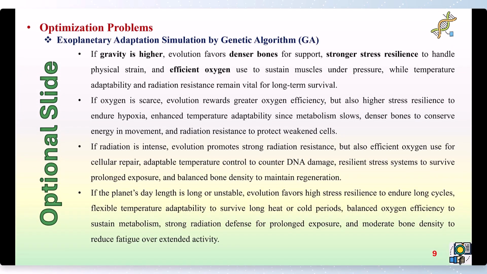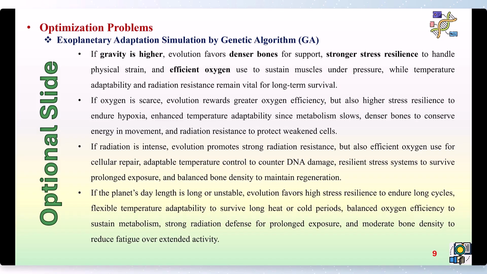So it is going to compare our planet features and our bioorganism features together, which shows what feature from the planet matches with what feature of the creature or the bioorganism living there. So if the gravity is higher, evolution favors denser bones for support, stronger stress resilience to handle physical strain, and efficient oxygen use to sustain muscle under pressure, while temperature adaptability and radiation resistance remain vital for long-term survival.